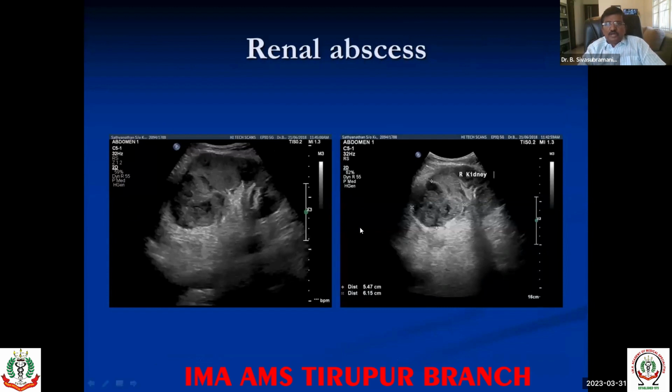So moving on to another patient, a diabetic patient. The patient is having a severe fever and ultrasound shows an abscess in the upper pole. So it's a renal abscess.